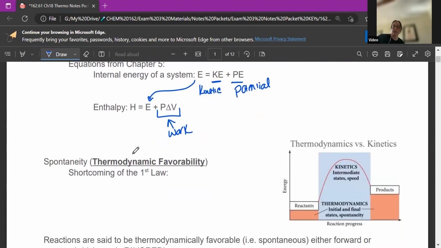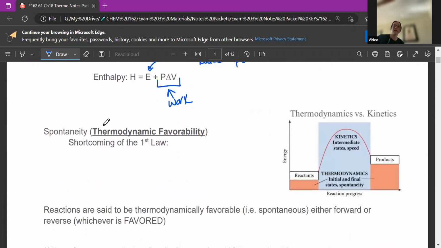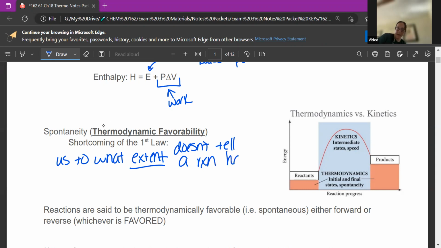So I'm going to go back to this word, spontaneous, right? When we say something is spontaneous in chemistry, it does not mean that it just happens by itself. So there are some shortcomings with our first law. We're talking about the fact that energy has to be transferred, can't be created or destroyed, but that doesn't actually tell us to what extent a reaction happens, right? We talk about equilibrium and things don't go completely forward or completely backwards. So we need to take that into account. A shortcoming of the first law is that it doesn't tell us to what extent a reaction happens. And again, what I mean by that is the whole equilibrium aspect.